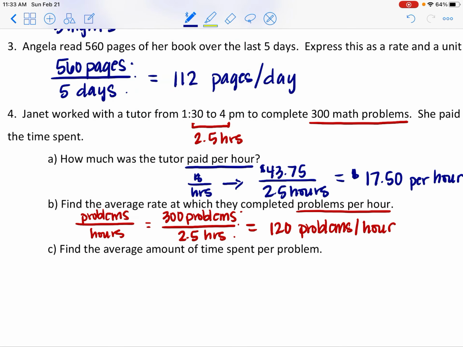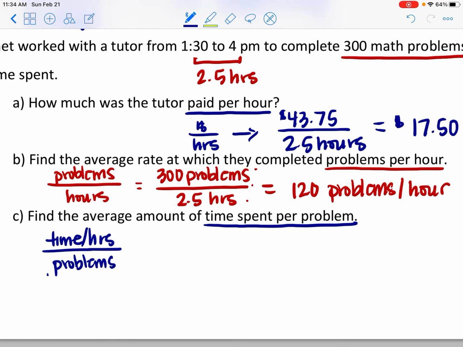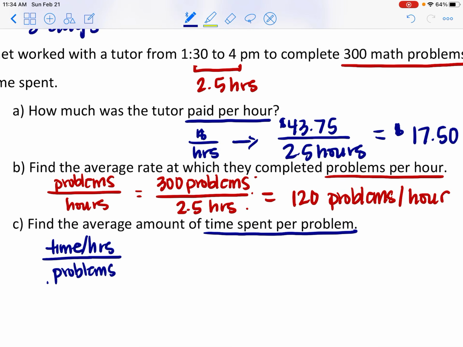It says to find the average amount of time spent per problem. So time per problem. That means put the time or the hours and then per problem. So time, or let's just say hours because it's the same. How much of the hours were spent on each one of those problems? So we had 2.5 hours spent on 300 problems. This is basically what we did on the last one in reverse.